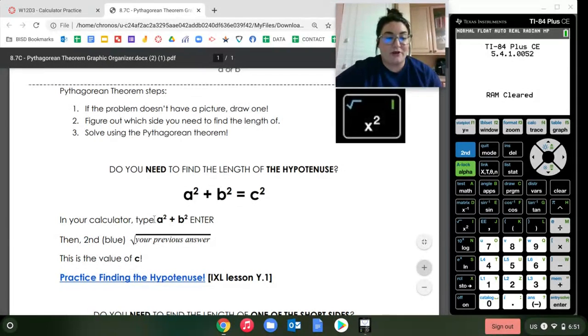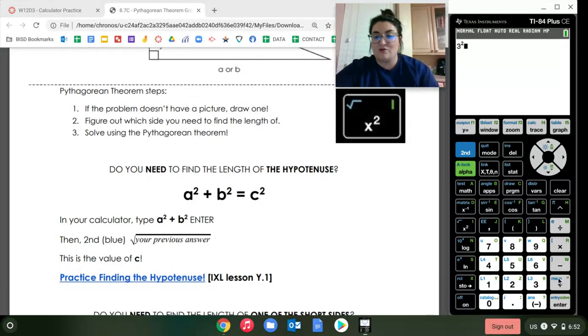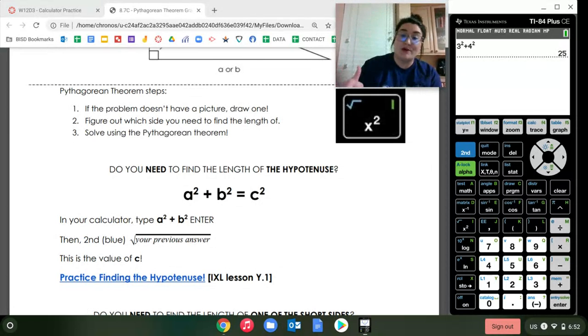So in our calculator, we're going to type A squared plus B squared and hit enter. Now I want to show you, and it's actually on your paper, this is the button that we're going to use. See how it says x squared? We can just go ahead and in our calculator type in 3 squared, and you can see what it does up here. See, look how it looks. Plus 4 squared, and hit enter. Now, that's not our C. That's C squared. We don't want C squared.